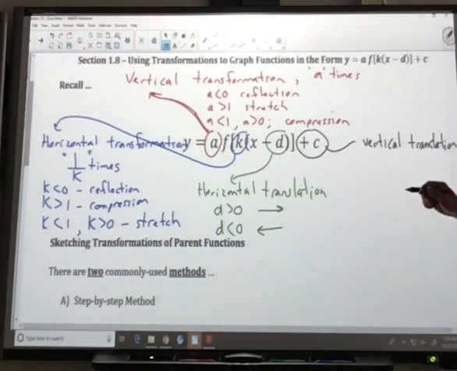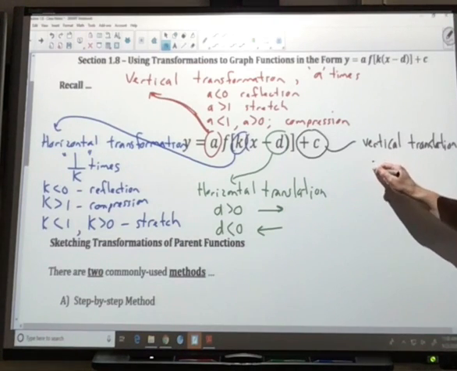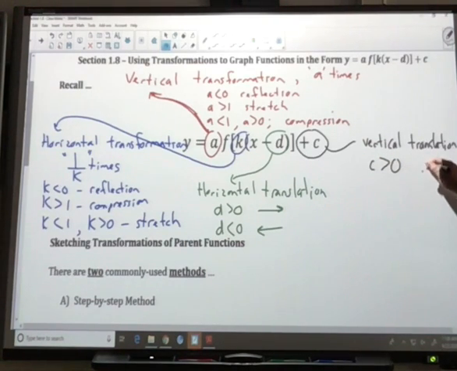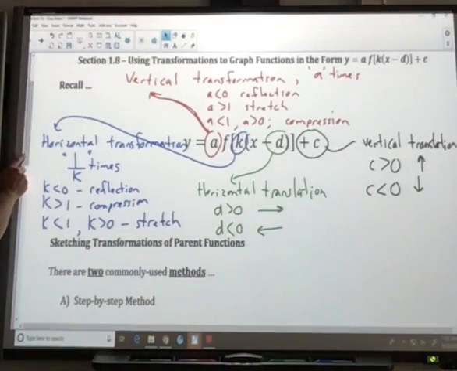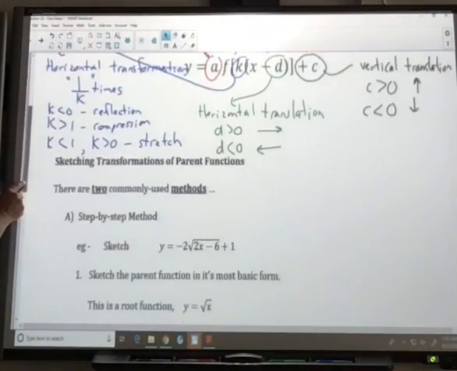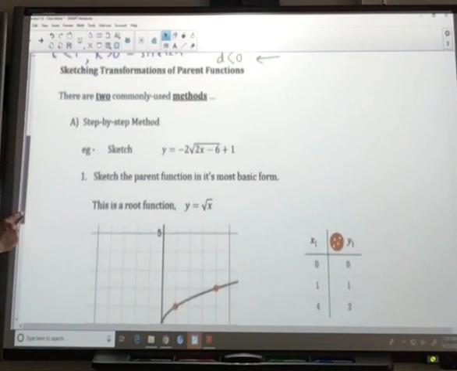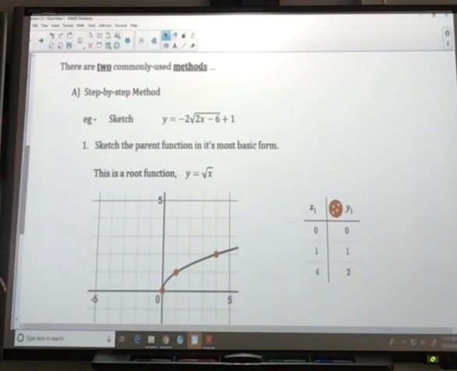For a vertical translation, if C is greater than 0, if C is positive, then it's going to go up, and if C is negative, it's going to go down. If it's 0, it doesn't go anywhere. Sometimes we're going to have situations where it doesn't include one or the other. So how do we sketch these with all of this stuff in mind? There are two overall techniques that most people use. I call one the step-by-step method, and that's where we go from one to the next, to the next, to the next.